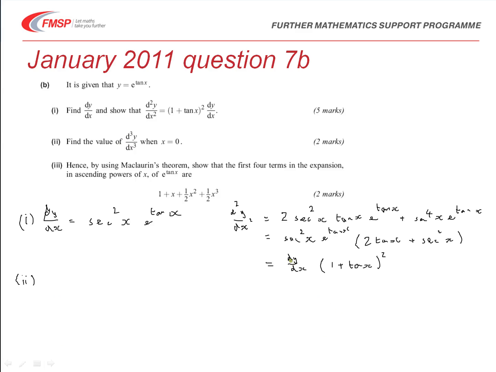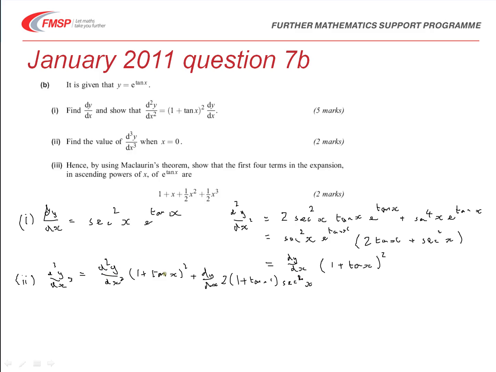Okay, and so we've got to differentiate this expression again, so we can write down the fact that the third differential is equal to the differential of the first part, which becomes d2y by dx squared, times 1 plus tan x squared, plus leave the first part alone, and then differentiate the 1 plus tan x, which is going to give you two lots of 1 plus tan x multiplied by the differential of tan, which is sec squared x.